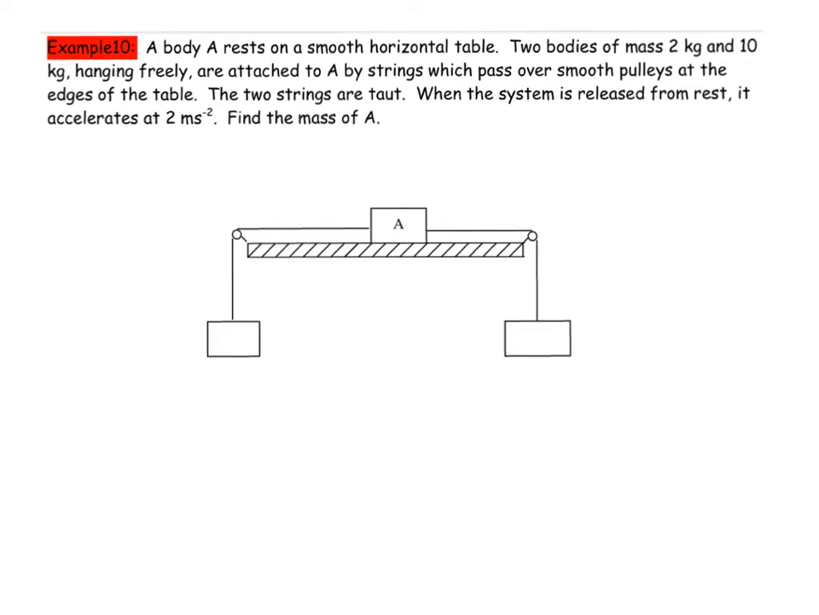Example 10. A body A rests on a smooth horizontal table. So there'll be a force here, or a weight. It doesn't tell me what its weight is, so let's call that M for the mass, and then the weight would be mg. And there'll be a normal reaction there, the reaction at A.